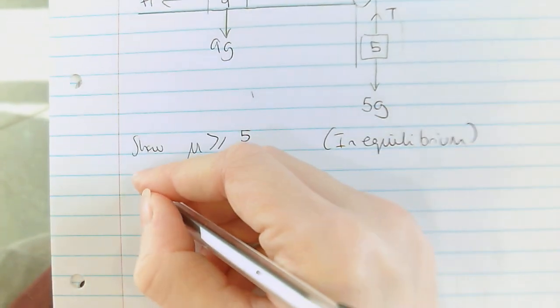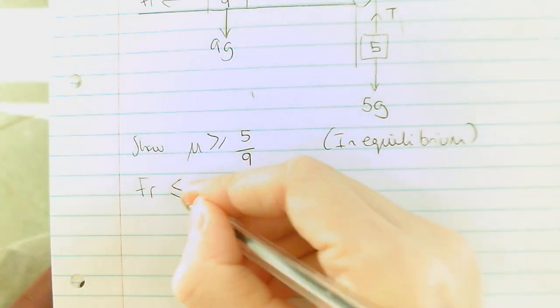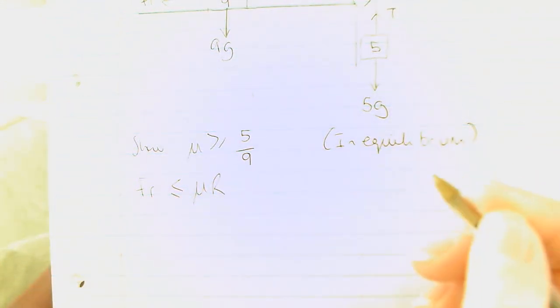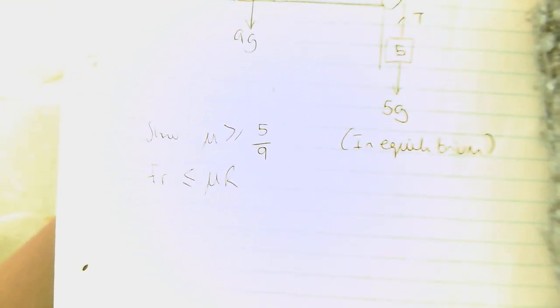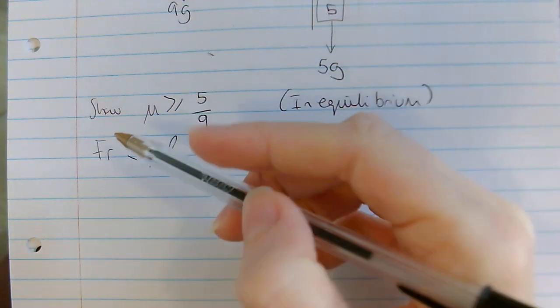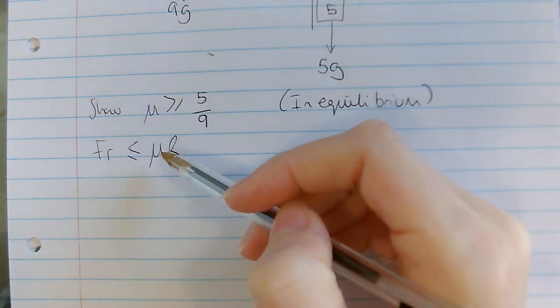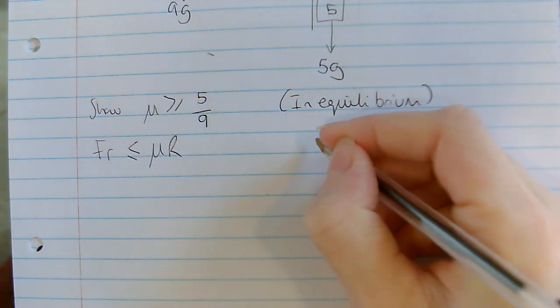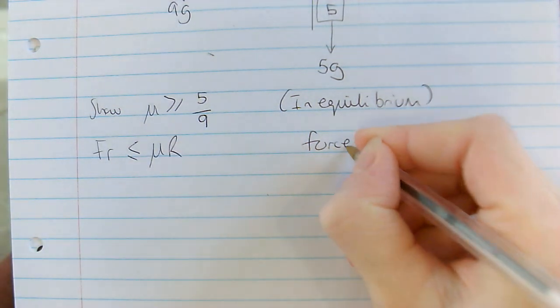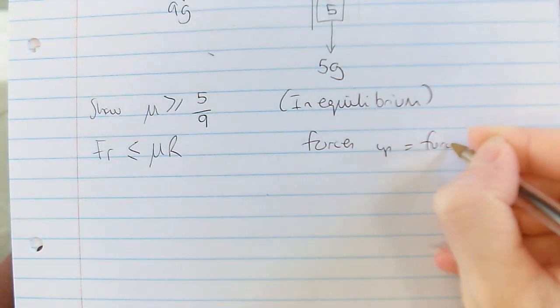Okay, so I'm going to use this formula this time. Friction is less than or equal to mu R. Sorry, the sun's just come out and it's gone really bad. Okay, that's a bit better. So friction is less than or equal to mu times R. So first thing I'll do is I'll find R. So to find R, I'm going to do forces up equal forces down.